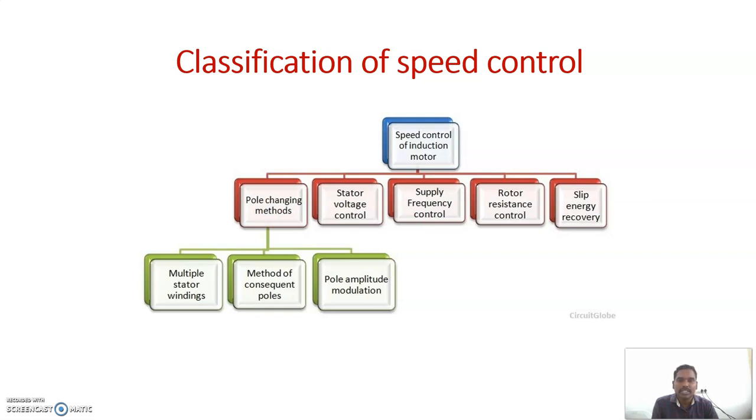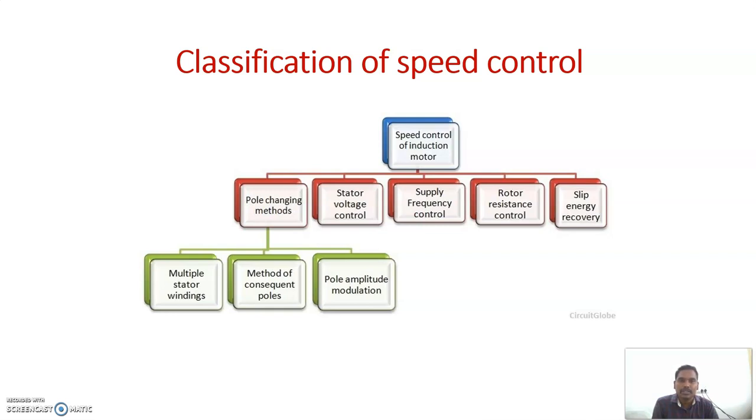For example, a machine having 3 kilowatt, 5 HP, then 1500 RPM or 3000 RPM, and 440 volt or 220 volt, whatever it may be. These are the standard specifications for the machine manufacturing industry. Then, depending on the requirement of our application, we change the speed by using a special control technique. Here we have pole changing methods, where we change the poles.